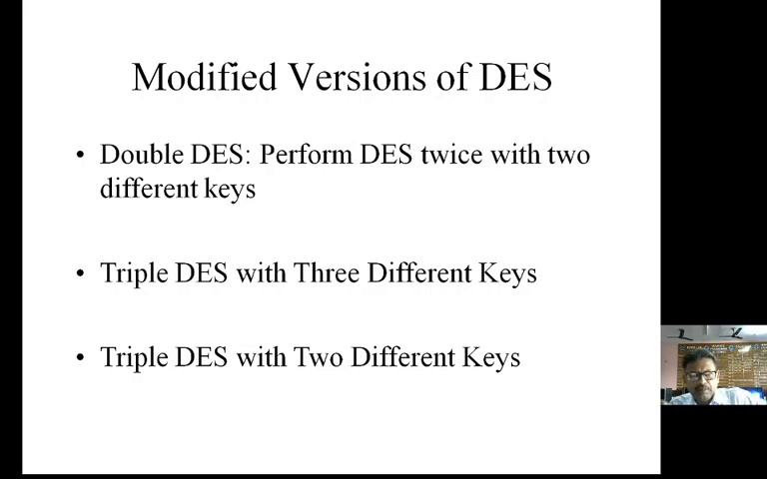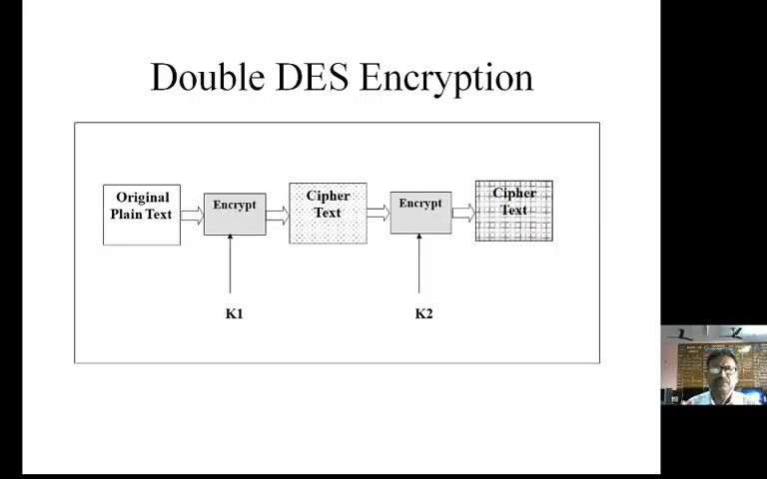First is double DES, in which DES is performed twice with 2 different keys. Second one is triple DES with 3 different keys. And third one is triple DES with 2 different keys. Let us see what double DES is. This is a very simple process.